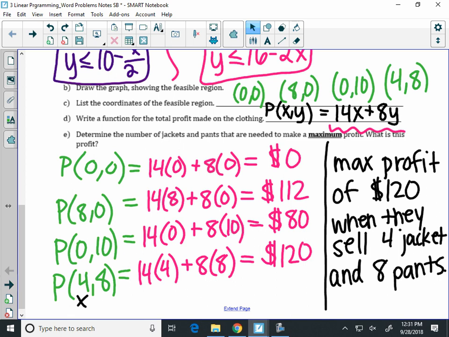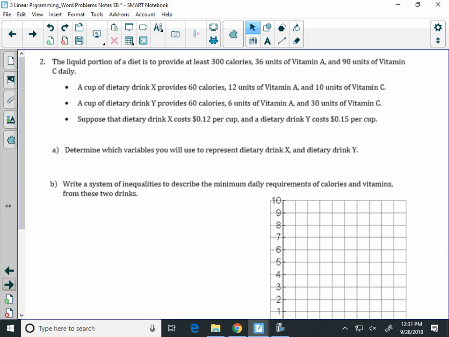Let's go to the back. One more to try here. This one's going to look a little bit different once we set up all the equations. So it's just reading carefully. It says the liquid portion of a diet should provide 300 calories. And I think where this came from was a problem I used to do, we called it the astronaut problem. So it's like an astronaut taking in food and fluid up in space.